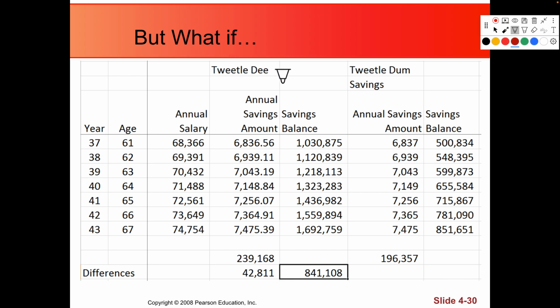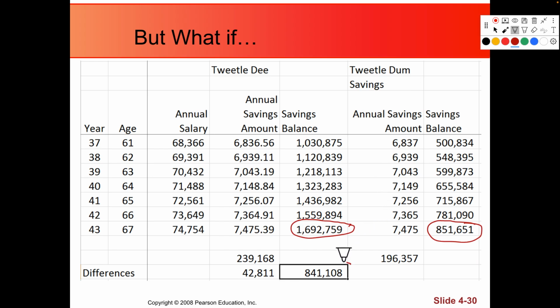Do you think Tweedledee really would have said, I'm going to stop saving? I don't think so. You see, I got this. So had Tweedledee not stopped, they would have ended up with 1.6, almost 1.7 million. They would have still had double what Tweedledum did. And again, the only difference between these two is that first 10 years. That 42,000 made a difference of about 800,000 at retirement.